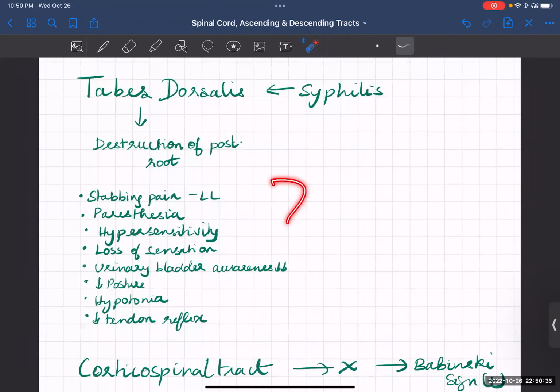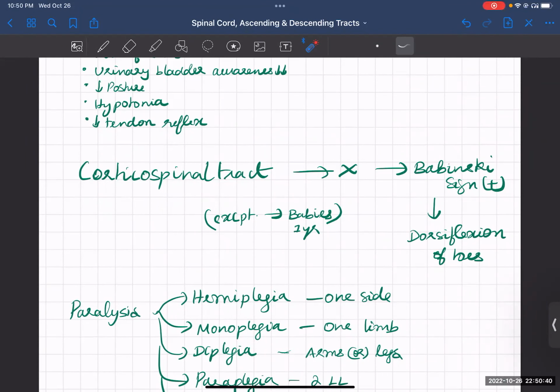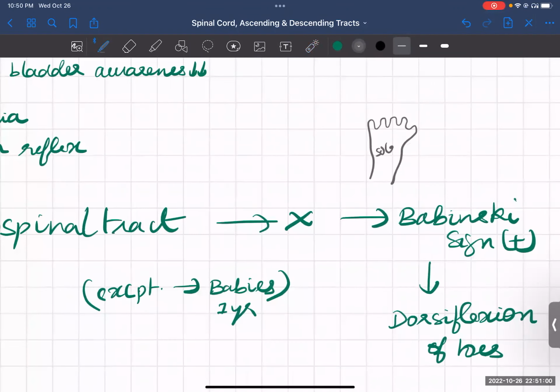Now, another important thing we must remember is in the motor tracts, which is your descending tracts, there is a tract called corticospinal, which is really important. If this tract is destroyed, then that leads to a sign called Babinski sign. What is Babinski sign? Usually, the normal reflex when you touch a foot, so imagine this is a foot, not specifically, when you touch the sole of the foot, it is going to flex, plantar flexion. So normal is plantar flexion.